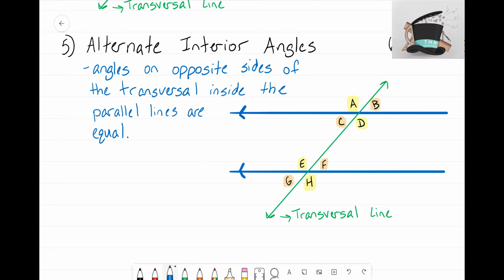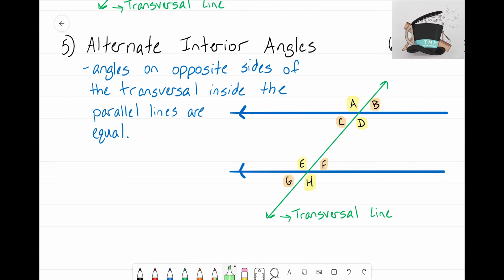Now, 2 big vocab words in the title: alternate and interior. Interior means that we're going to be thinking about the inside portion of the parallel lines. I could get my highlighter and show you. When we're talking about interior angles here, we're talking about the space inside the parallel lines. We are not referring to angles A and B or G and H. Those would be exterior angles. We're only focusing on the interior angles.